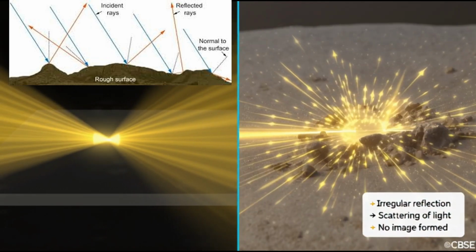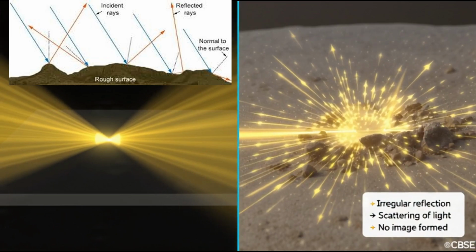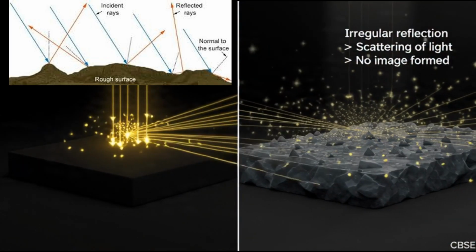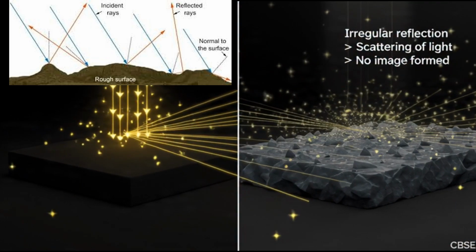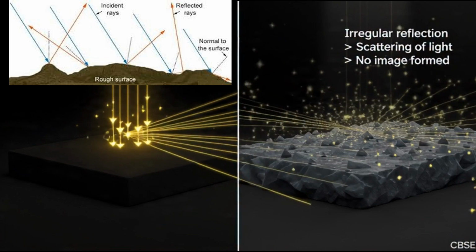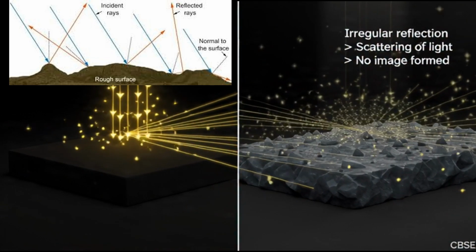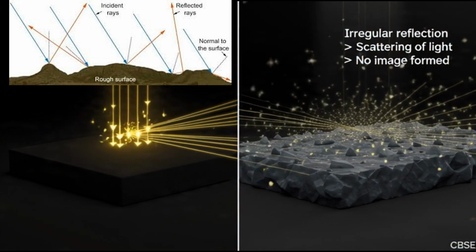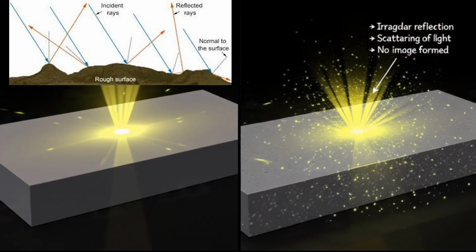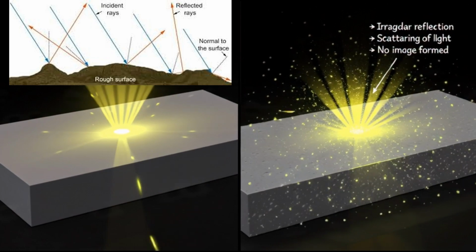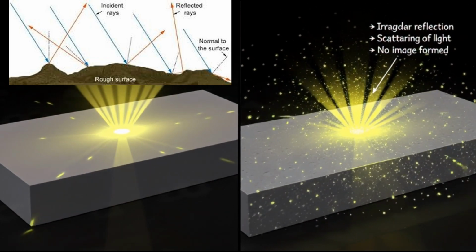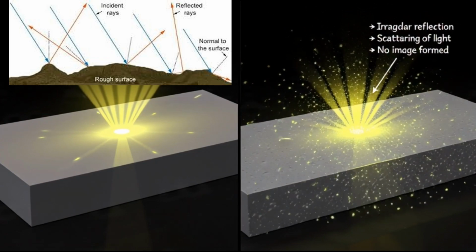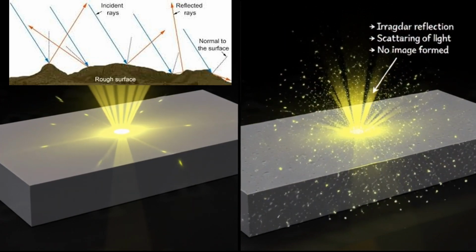So, reflection of light is not magic. It is a scientific process that follows clear laws. Whenever you look at a mirror, remember that light is following these laws. In the next video, we will learn about spherical mirrors and see how curved mirrors form different types of images. Until then, observe the mirrors around you. Science is everywhere.